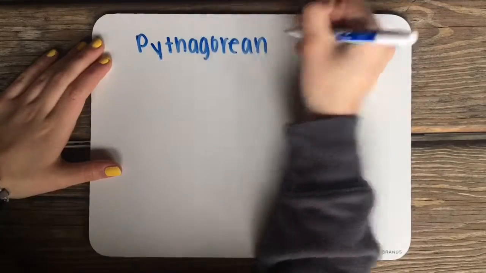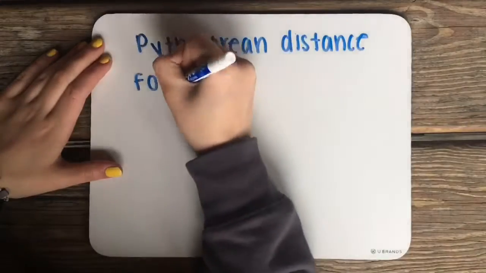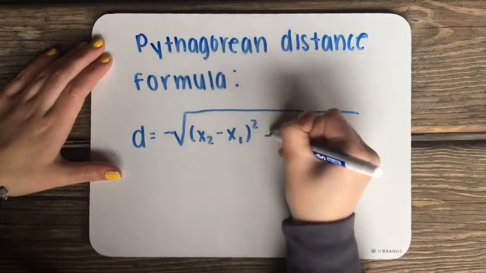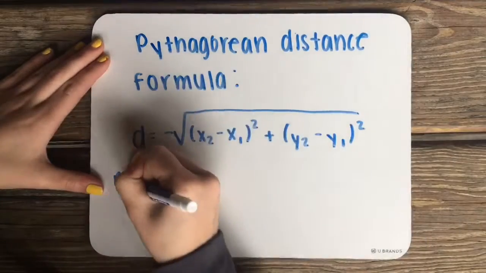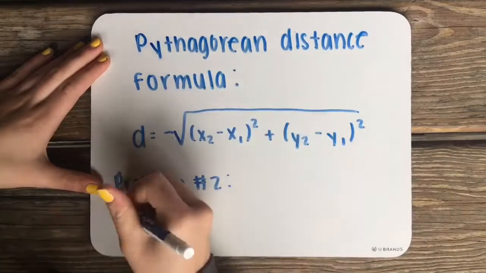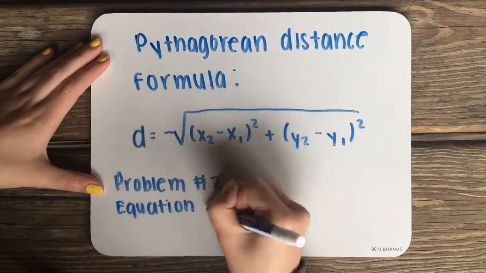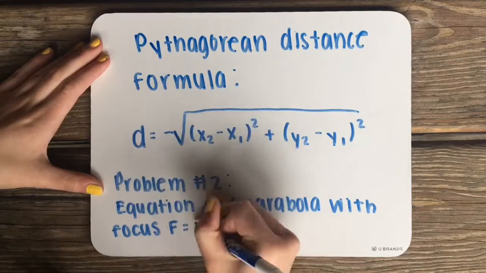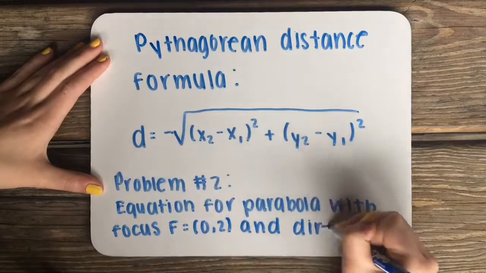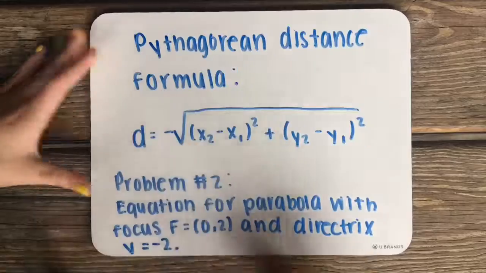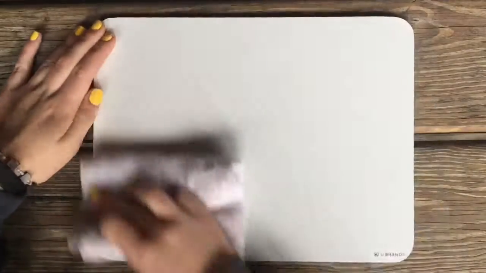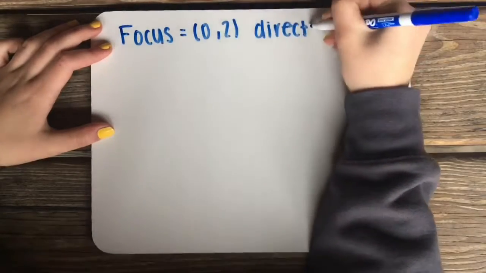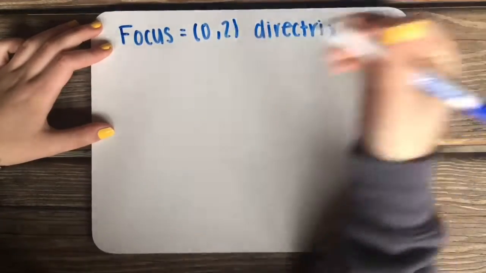By using the Pythagorean distance formula, for our next problem, we can find the equation for a parabola with the focus at 0, 2 and the directrix at y is equal to negative 2. First, you're going to look at your focus and directrix and substitute them into the distance formula. Then you'll solve for y.